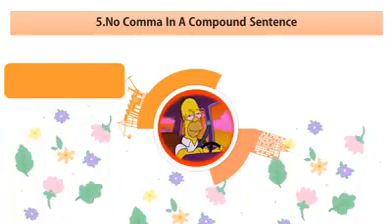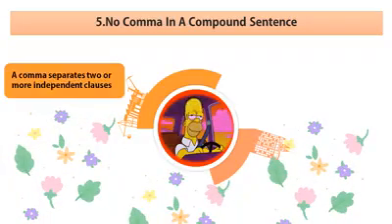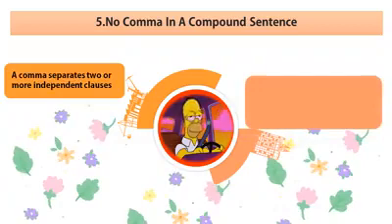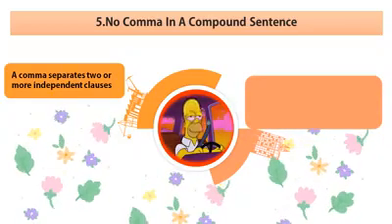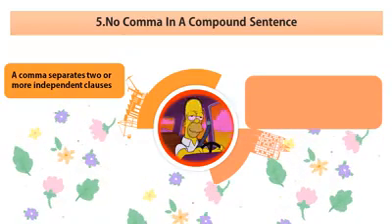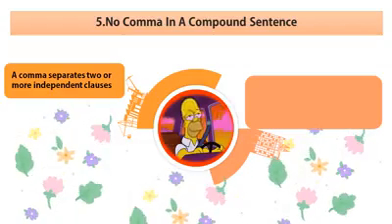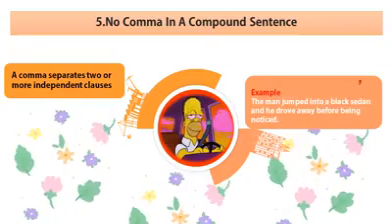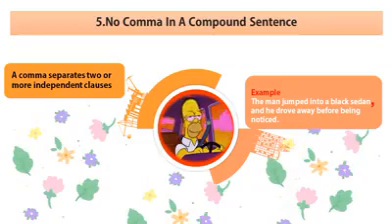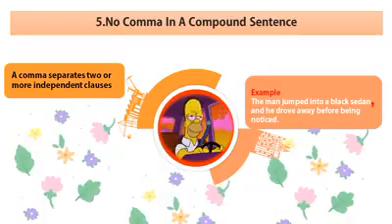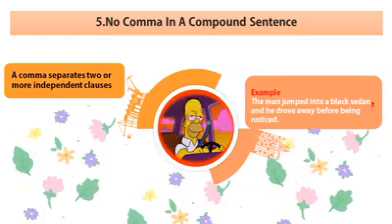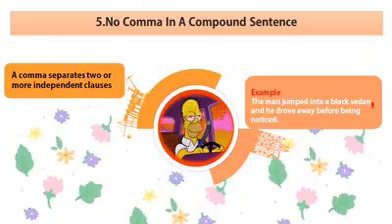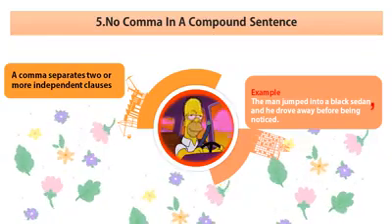Fifth, no comma in a compound sentence. A comma separates two or more independent clauses in a compound sentence joined by a conjunction such as and or but. Example: the man jumped into a black sedan and he drove away before being noticed. So, you need to put a comma before and, or the conjunction.